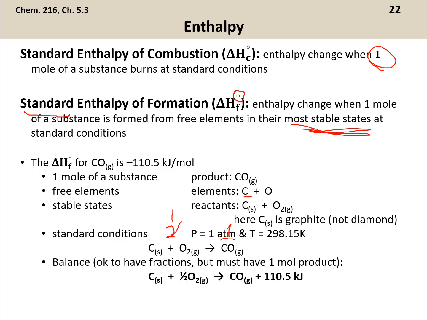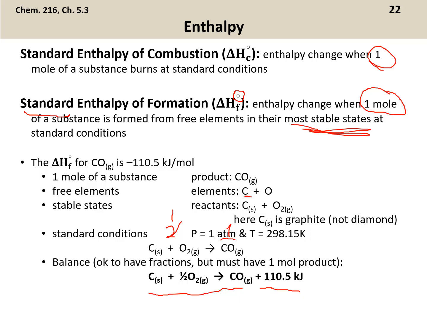Why is it okay to have fractions? Because it says per 1 mole of the product. Not 2 moles, 1 mole. All right, so here's my reaction. Notice I put that heat as a product because it's being produced. It's negative 110.5 kilojoules per mole.